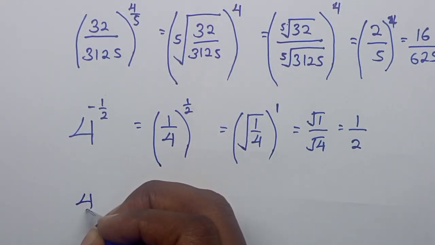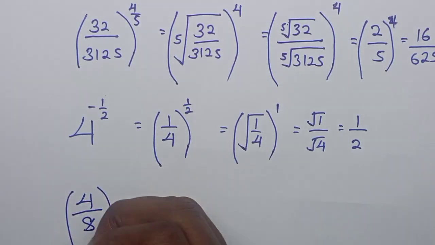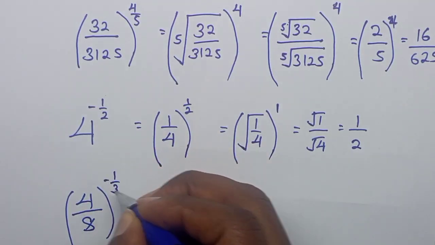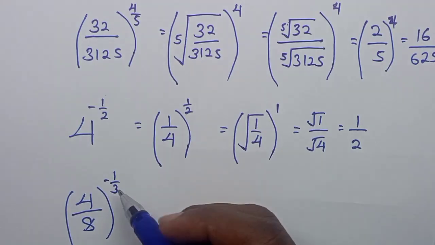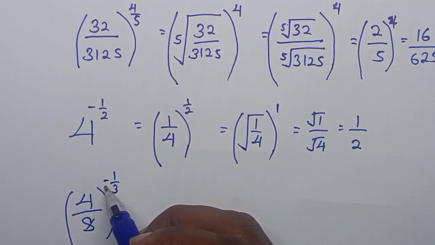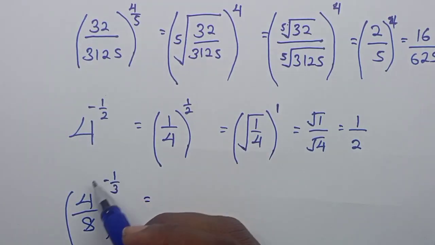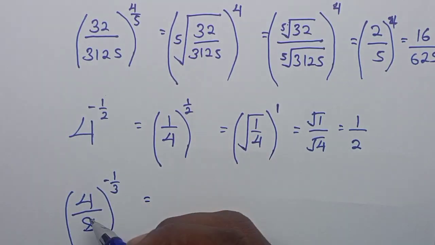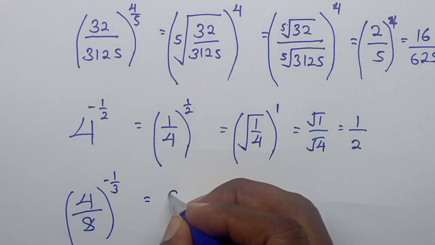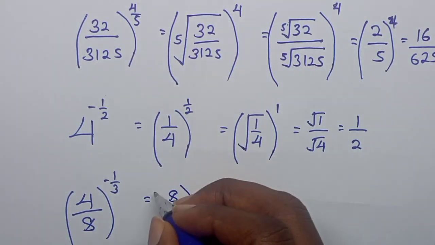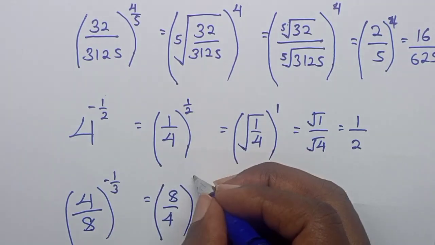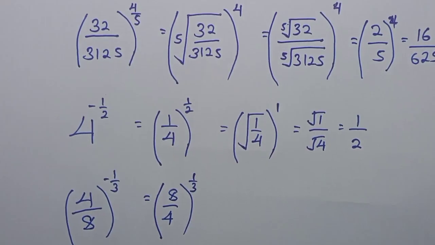If you have 4 over 8 to power negative 1 over 3. Now what we have to do is to first deal with the negative. The negative means we reciprocate the base. 4 over 8, its reciprocal is 8 over 4. Then we power with the 1 over 3.